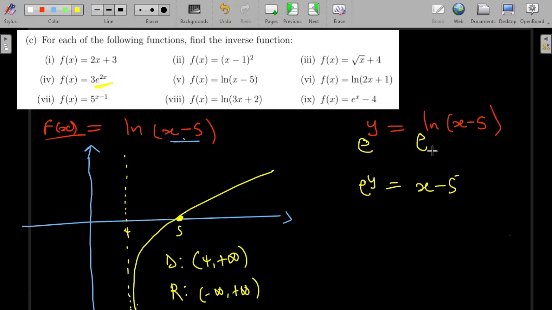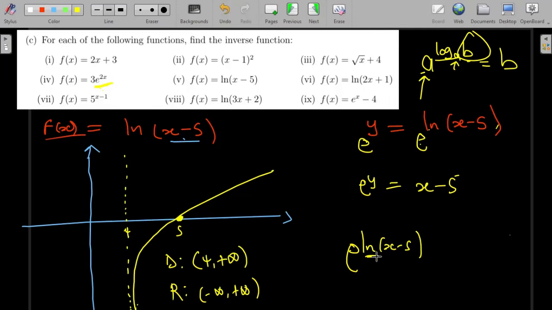When you look at the properties of logs, if I have a to the power log base a of b, this is the same as b. So if I have a to the power of a log that has the base a, it's just the same as what is inside. The log and the power cancel out. So that's what we've done here with e to the power ln of x minus 5. Remember this ln is the same as log base e of x minus 5. By this property, the log e and the e cancel out, so I just remain with x minus 5.